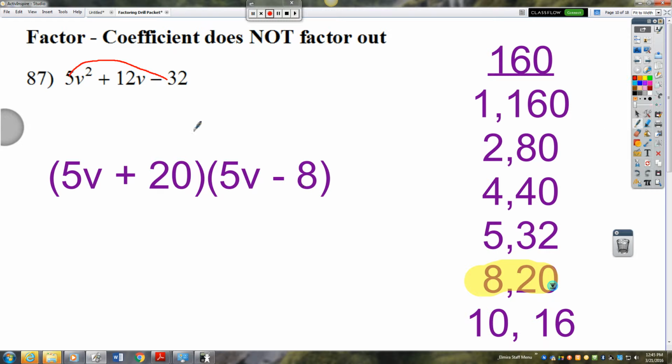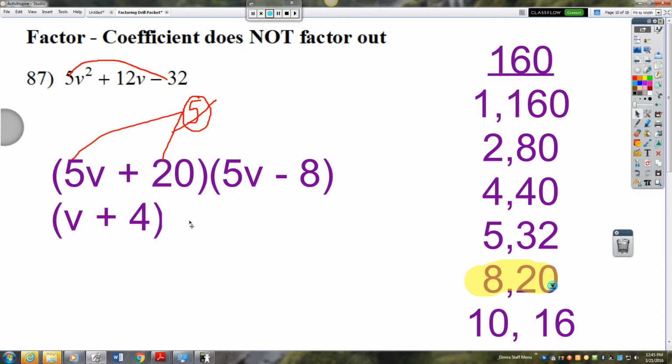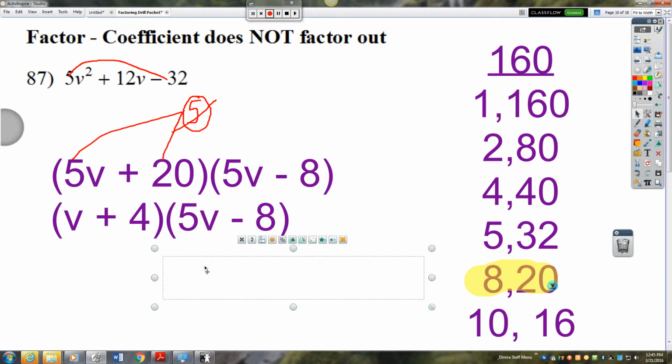Now, to get a final answer, I'm going to look at both of these binomials, and I'm going to see if there's something I can factor out. So 5 and 20, I can factor out a 5. And by out, it's out. It's gone. And I get v plus 4 when I simplify this one. 5v minus 8 does not simplify, so that's part of the answer.